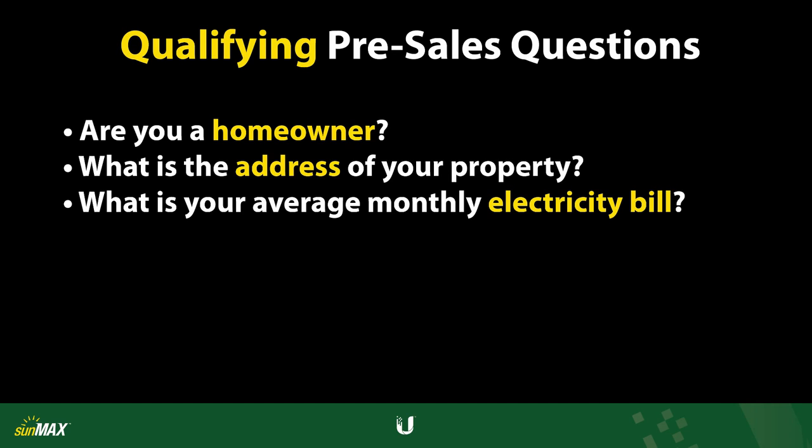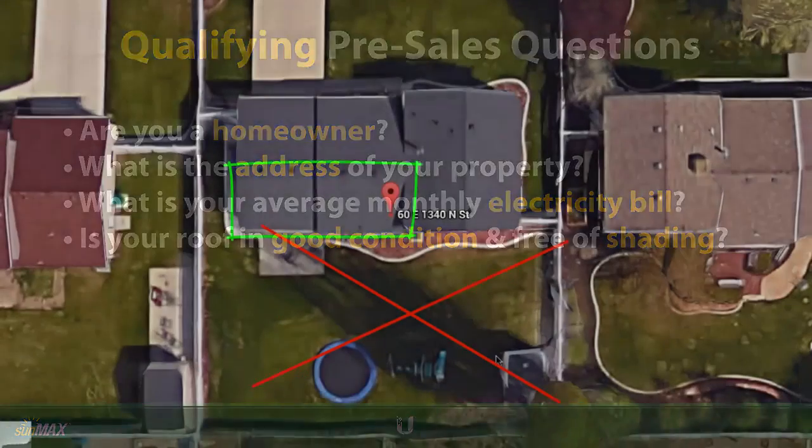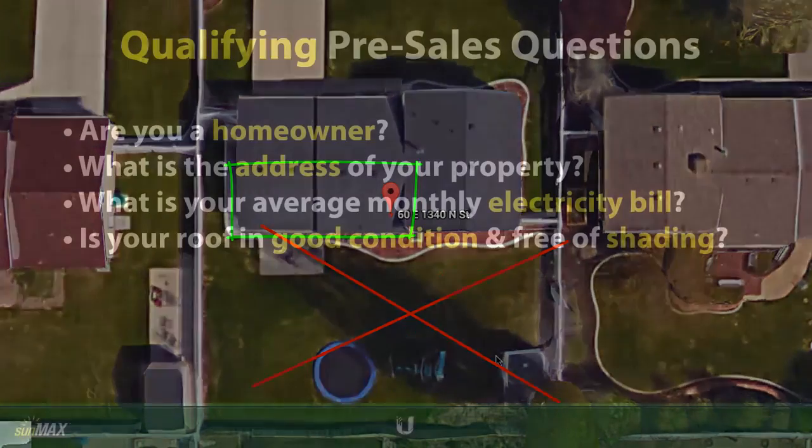Is your roof in good condition and free of shading? A poorly maintained roof can lead to a myriad of problems, such as leaks for the homeowner, as well as safety concerns for workers. And while the PV system may not cover the entire rooftop, ideally, the intended area for install should be free of shading, if not, minimal shading for short periods.